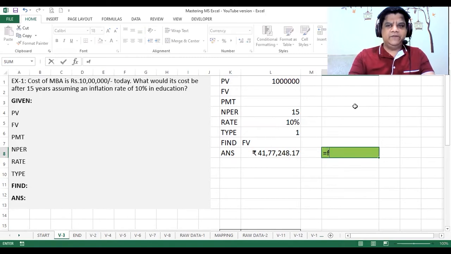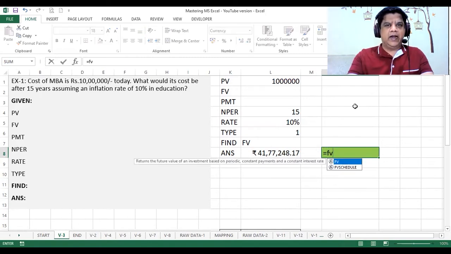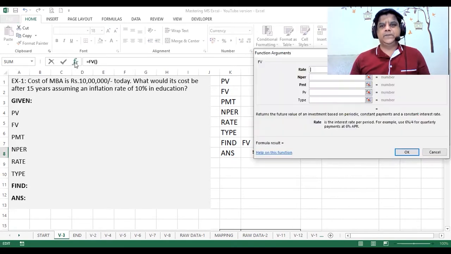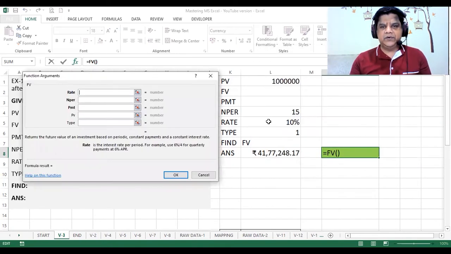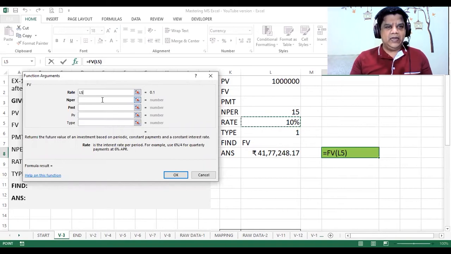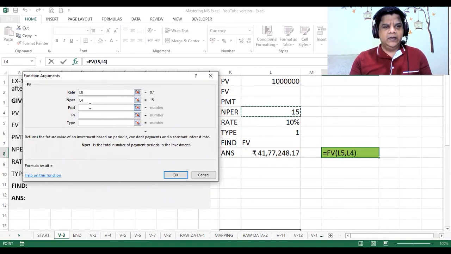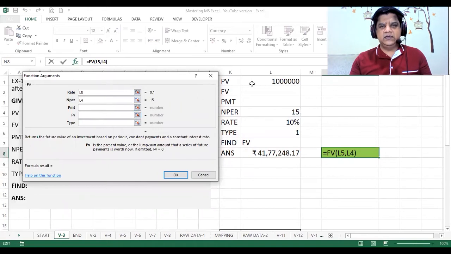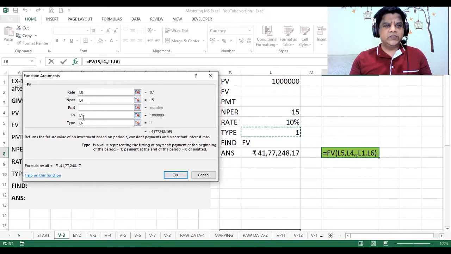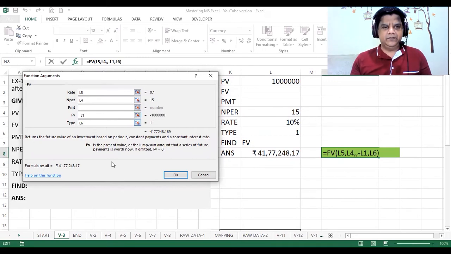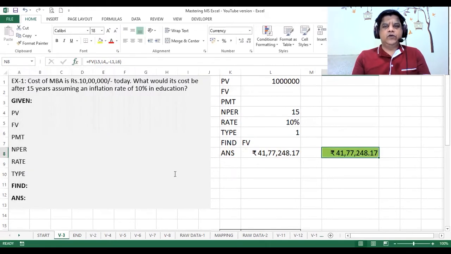So is equal to FV, short form for future value, bracket open. I'm going to click on FX here. Let me take this to one side. Rate has been given as 10%, so I'm just selecting it from here. N per is 15. PMT is not given. PV is this amount. And type is 1. Now I'm going to use a sign convention in PV, which is going to be minus because it is investment. Even if you don't do anything here, it is still fine. I'm clicking on the OK button.